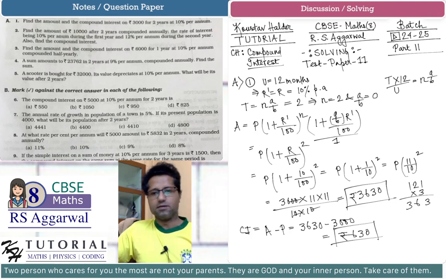Rupees 630. Now this time I will not check the answers. I hope my answers will be correct, but it is highly possible that my answers will be wrong. But if my answer is wrong, the chances are more that I am doing some calculation mistake. I strongly believe that I won't do any mistake in applying the concept. Okay. So the amount is 3630 and the compound interest is rupees 630.